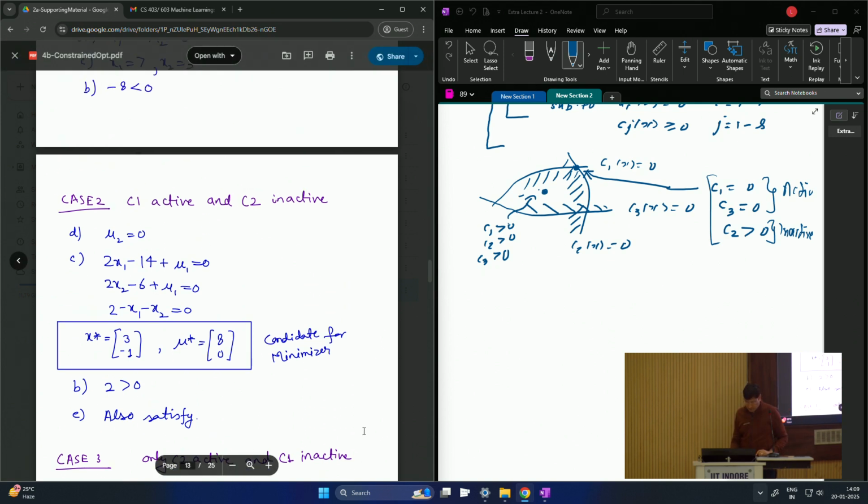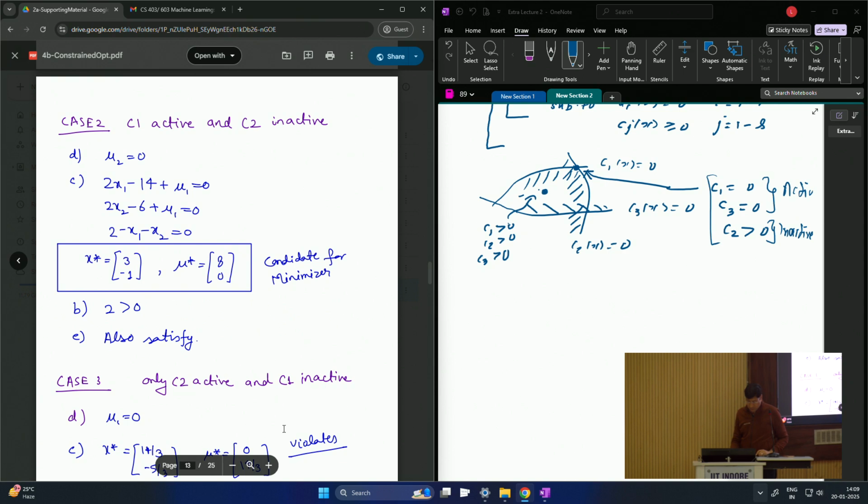Actually, I want to hide this. Don't look at it. So you make the first constraint inactive, which means that mu1 will be now 0, but the second is active, which means that the second constraint will be equal to 0 and mu2 can be anything. Can you solve for it? It's not solved here, so you can actually solve it.